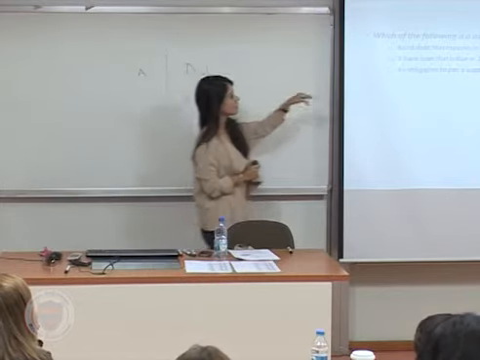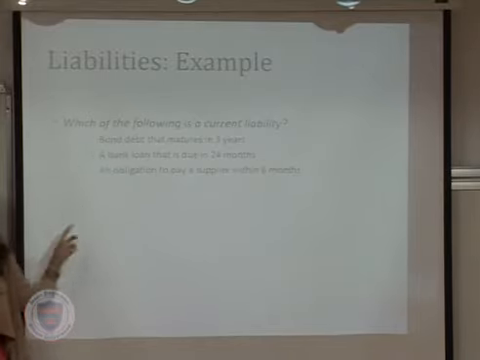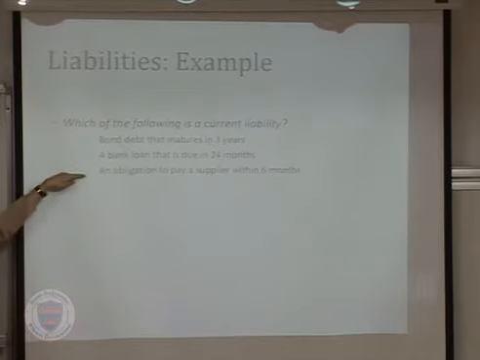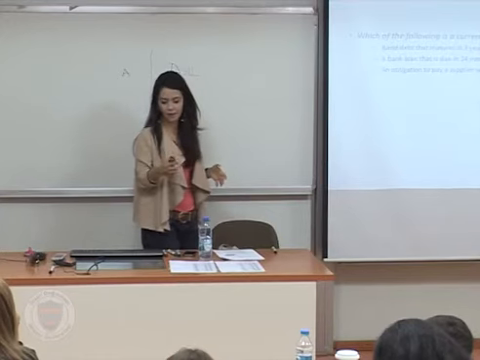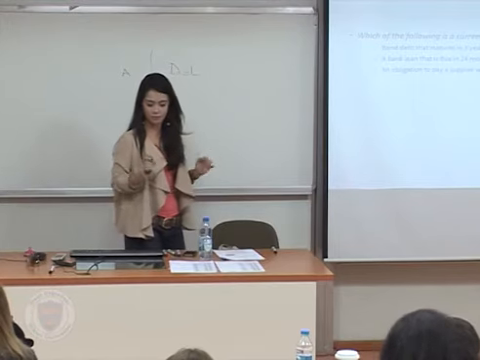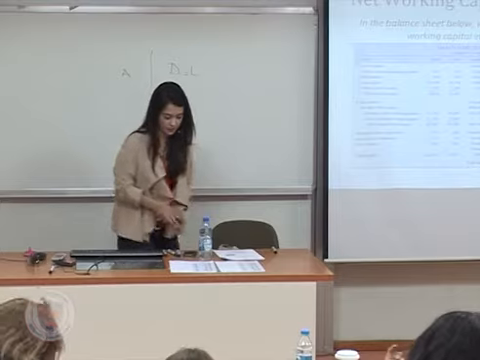It's not A or B because A or B are long-term debt. Since I'm asking about current liability, it should be short-term. And this C is what? Which entry? Accounts payable. Perfect. You bought something from your supplier. You're going to pay it back within 6 months. Perfect. Okay. What is net working capital?